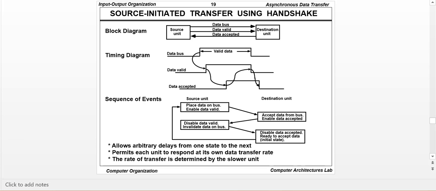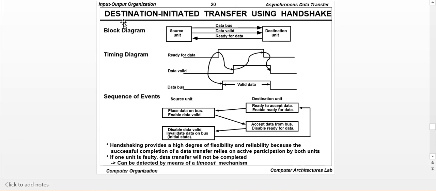Now the next one is the destination initiated transfer. So here again you have the destination unit and the source unit. First the destination unit will request, it's again an input instruction. So the source unit is your memory and the destination unit is your CPU. The CPU now initiates a read instruction or an input instruction. It places a ready for data signal. So the ready for data signal will be enabled first.